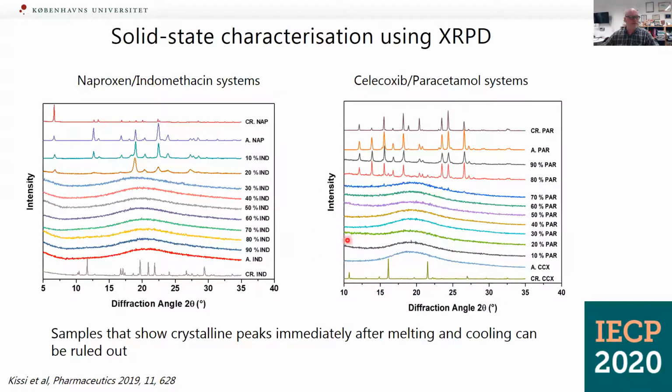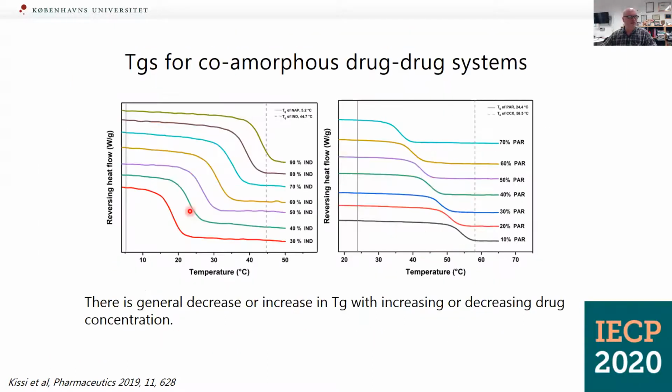If we are now preparing amorphous samples for these various systems, or make binary systems here by melting and quench cooling, we see that some of them cannot be made amorphous even if we cool very fast. Other ratios can be made amorphous. And this is depending, of course, on the system, but it will also to some extent depend on the cooling rate that you're using.